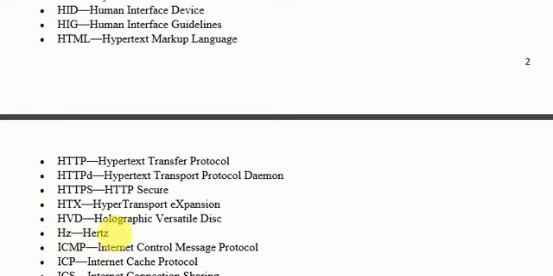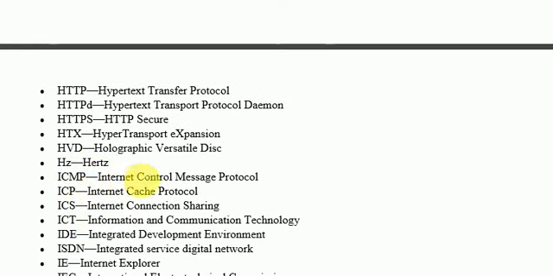Then Hz, Hertz is a unit of frequency. So Hz means Hertz. Basically Hertz is the name of a scientist, and Hz means Hertz. ICMP, Internet Control Message Protocol. ICP, Internet Cache Protocol. ICS, Internet Connection Sharing. ICT, this is our topic, Information and Communication Technology.